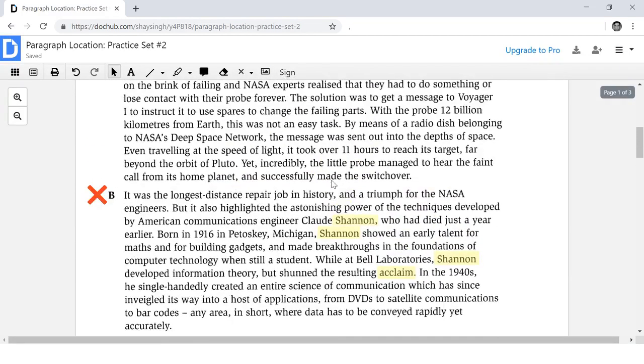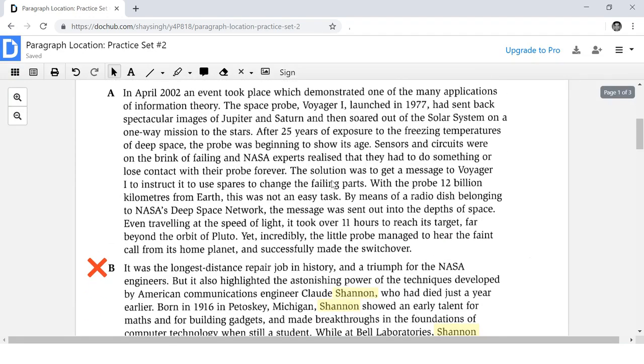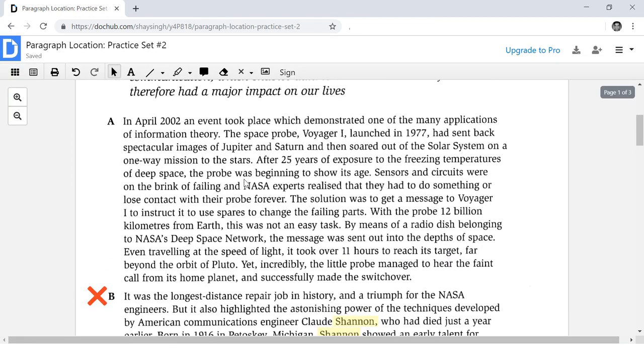Let's go ahead and double check, and let's go ahead and read this area where it talks about the failing parts. It says, sensors and circuits were on the brink of failing, and NASA experts realized that they had to do something or lose contact with their probe forever. So it's talking about how the parts are failing and NASA has to do something about it in order to resolve this problem. So that is an event. That right there is an event that happened.